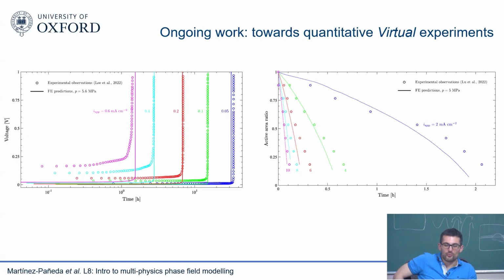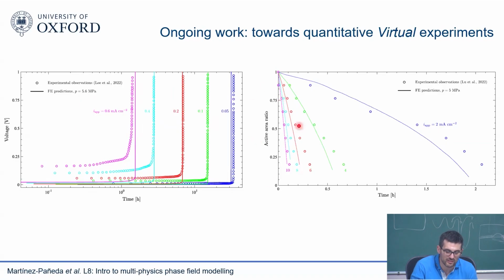So I don't know whether this paper will ever see the light of day. But you can see that we're trying to go towards more quantitative virtual experiments. You can see voltage versus time. We can see this kind of voltage localization, and we can see this is for different applied currents, experimental observations, and finite element predictions, and we seem to be able to get a very good agreement.